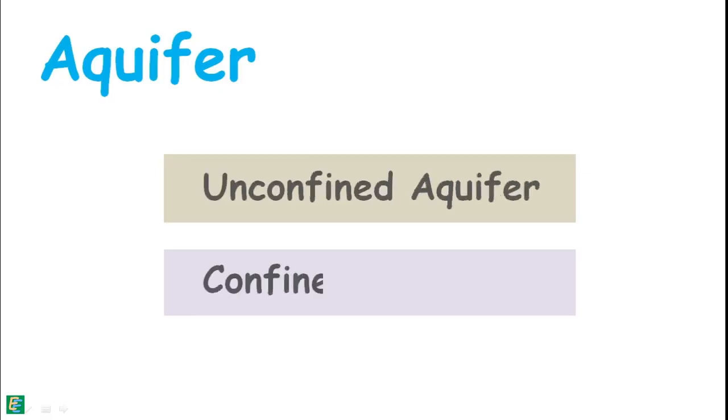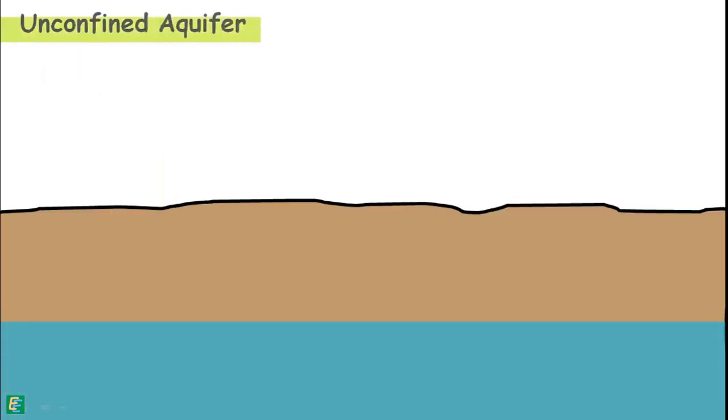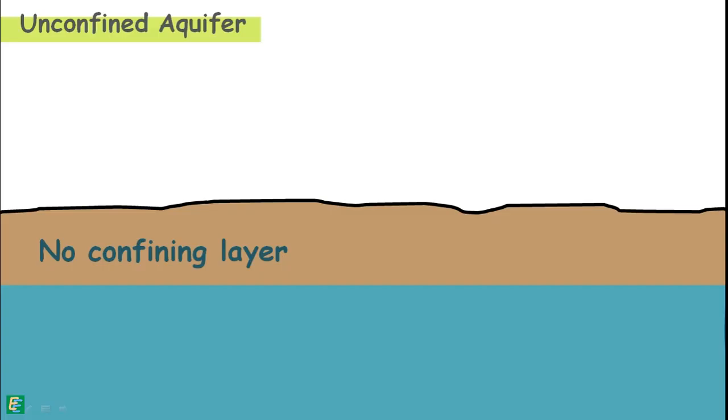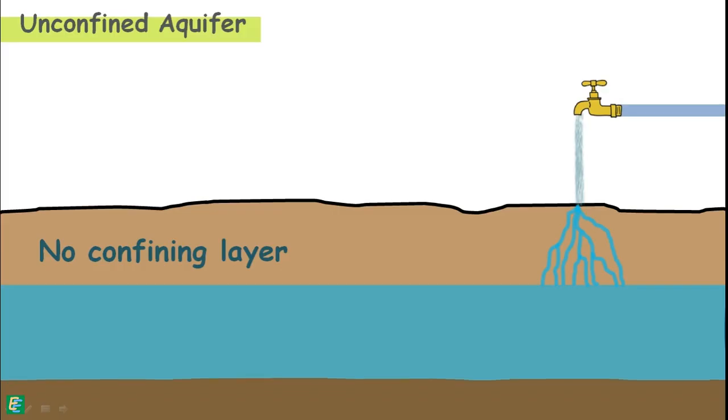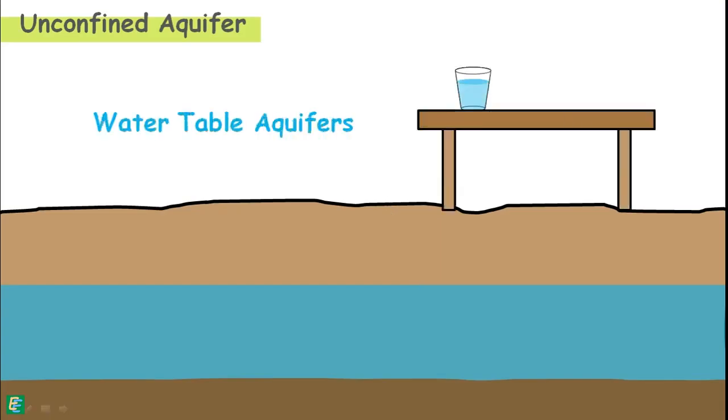In nature, we usually encounter two kinds of aquifers. One is unconfined aquifer and another one is confined aquifer. Unconfined aquifer simply means an aquifer that does not have a confining layer between it and the ground surface. Water can flow directly between the surface and the saturated zone of the aquifer. An impervious layer may be present under the aquifer but not above it. The water level in the unconfined aquifer remains at atmospheric pressure. These aquifers are sometimes called water table aquifers because their upper boundary is the water table.